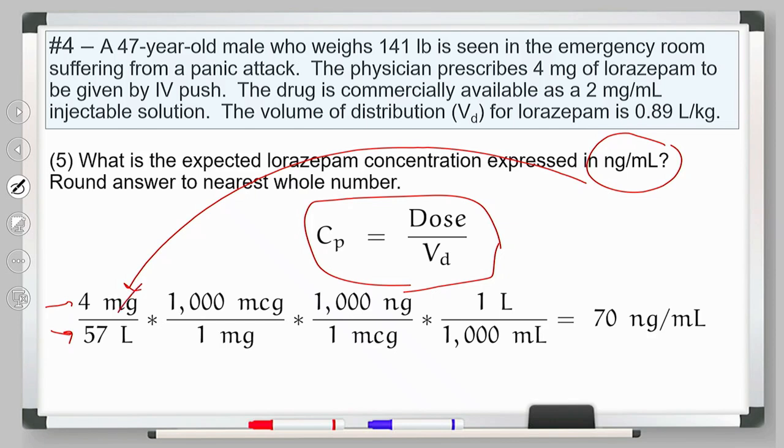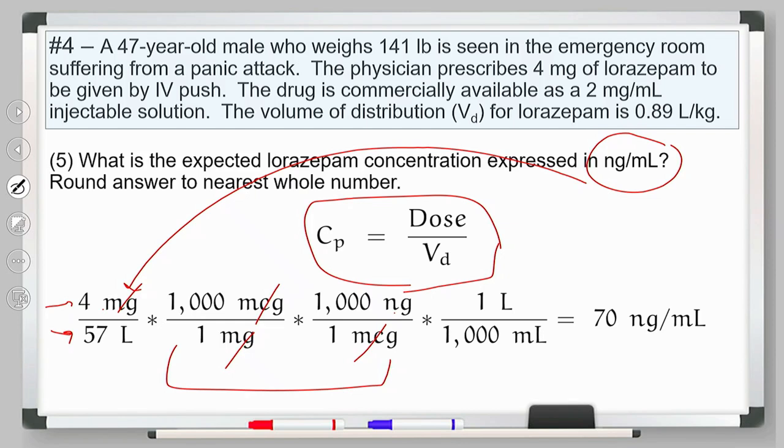So I'm going to convert my milligrams to micrograms by multiplying by 1,000. Then nanograms is smaller than micrograms by 1,000, so to go from micrograms to nanograms, I need to multiply by 1,000. Now with those two steps in combination, all I have done is convert milligrams to nanograms. And that's where I need to be.